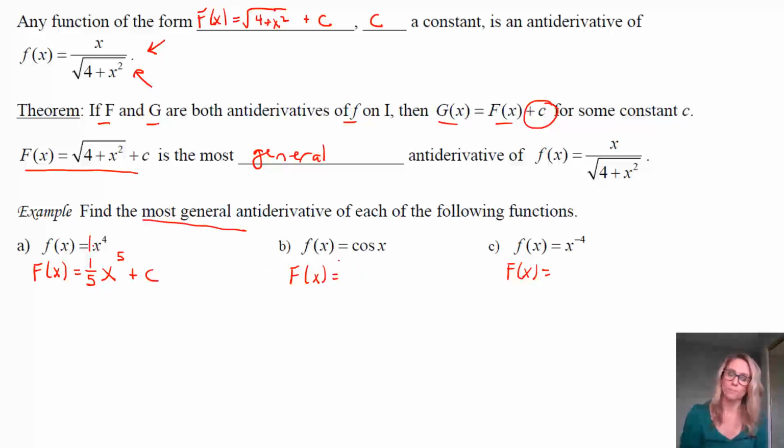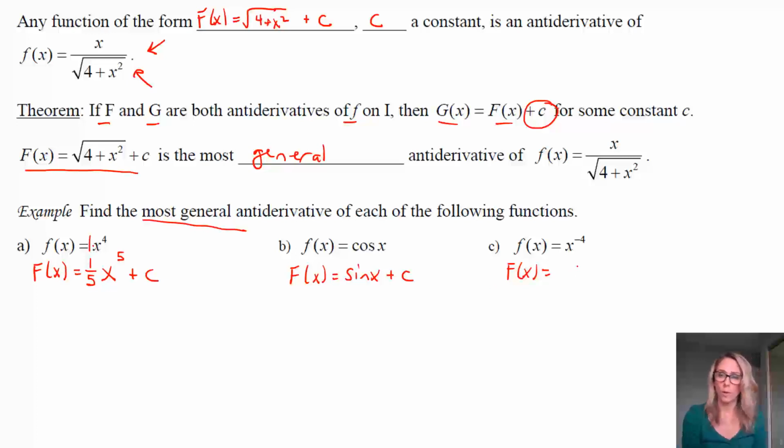For the second one here, we know that sine and cosine have a relationship in terms of the derivatives. So we want to think about what function we would need where the derivative is cosine x. And that's pretty straightforward. It's just sine x. We know that the derivative of sine x is cosine x, so we have that. But we don't want to forget the plus c.